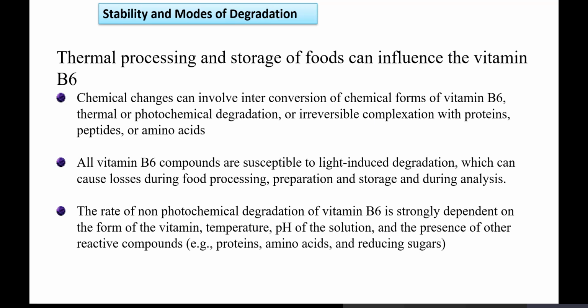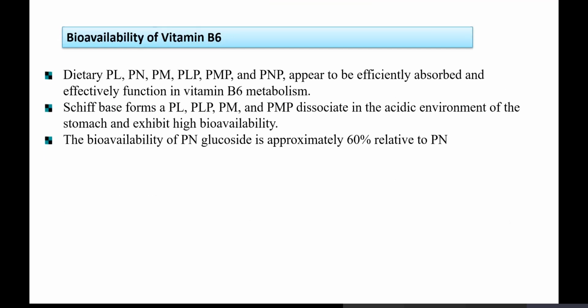The rate of non-photochemical degradation of vitamin B6 is strongly dependent on which form it is, whether pyridoxine, pyridoxal, or pyridoxamine; the temperature of processing, whether pasteurization temperature or high temperature, for a short time or a long time; the pH, whether acidic or alkaline; and obviously the presence of other active compounds like amino acids, reducing sugars, and proteins. All these factors matter a lot.